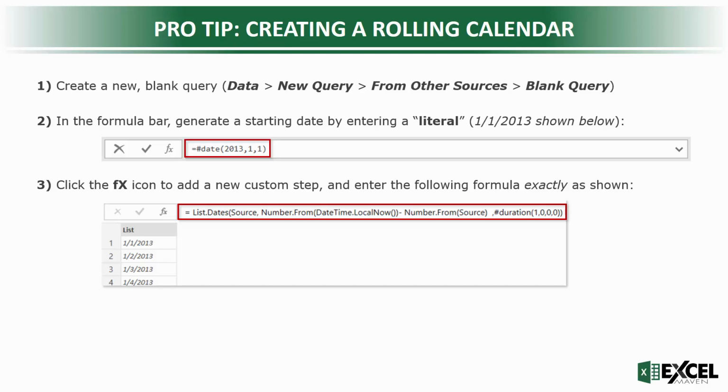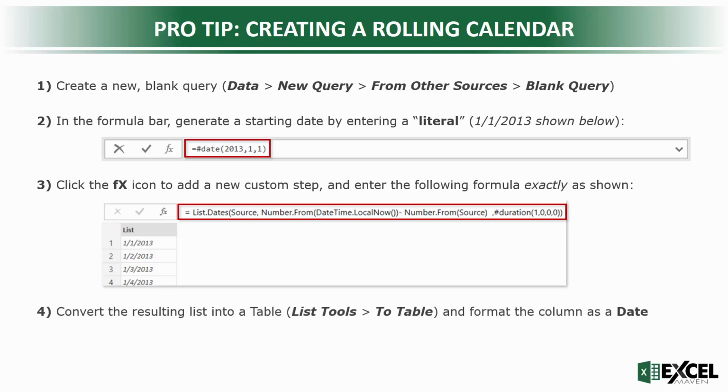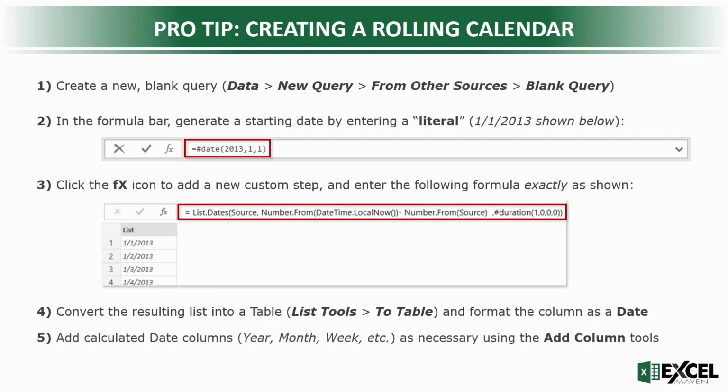So pretty cool stuff. 4th step, super simple. You just convert that list to a table. It's a click of a button, and then format as a date. And from there, you can go ahead and treat it just like we treated our date column, and add any calculated date columns like year, month, week, etc. Anything you need using those add column tools.